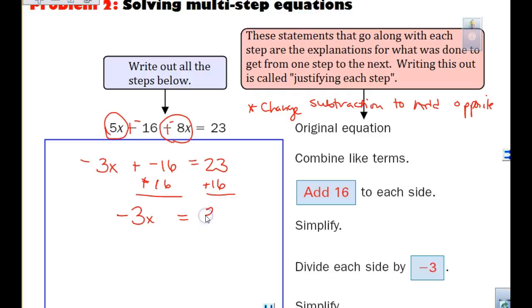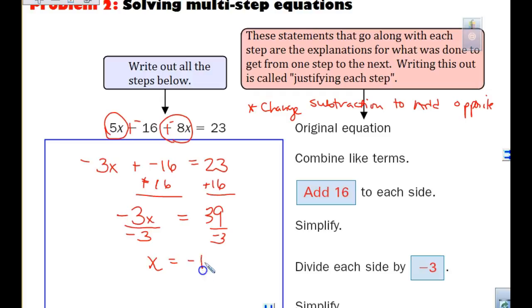So if I'm looking at negative 3x equals 39, the inverse of multiplying by negative 3 is divide. I need to show this step. I'm going to divide both sides by negative 3. And x in this case is going to be equal to negative 13. So I'm looking at that solution and I think, yeah, I think I did that right.